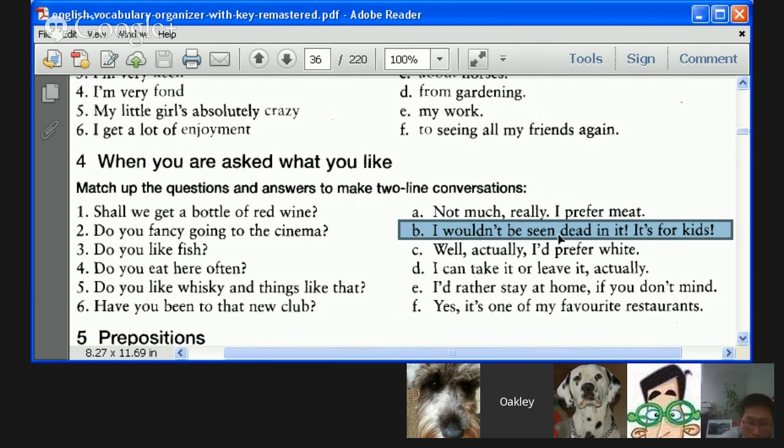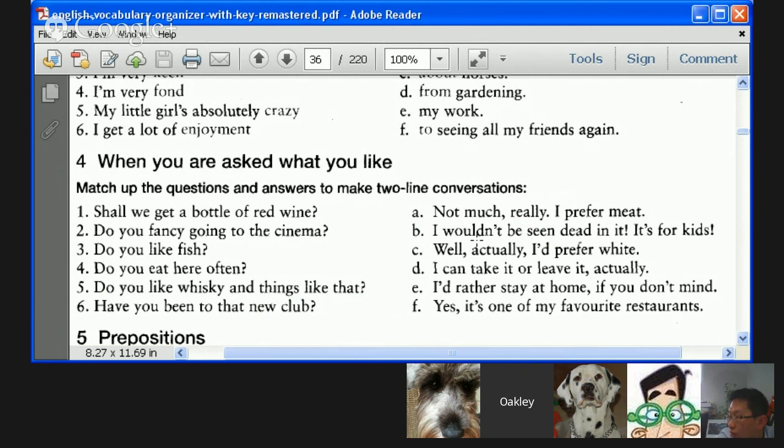Okay. I wouldn't be seen dead in it. All right. Now, here's a very strong statement, which we use, of course, about a place. So it's got to be about a place. I wouldn't be seen dead there. So they wouldn't even catch your dead body in that place. Never mind going there as a live, breathing human. Very strong statement.